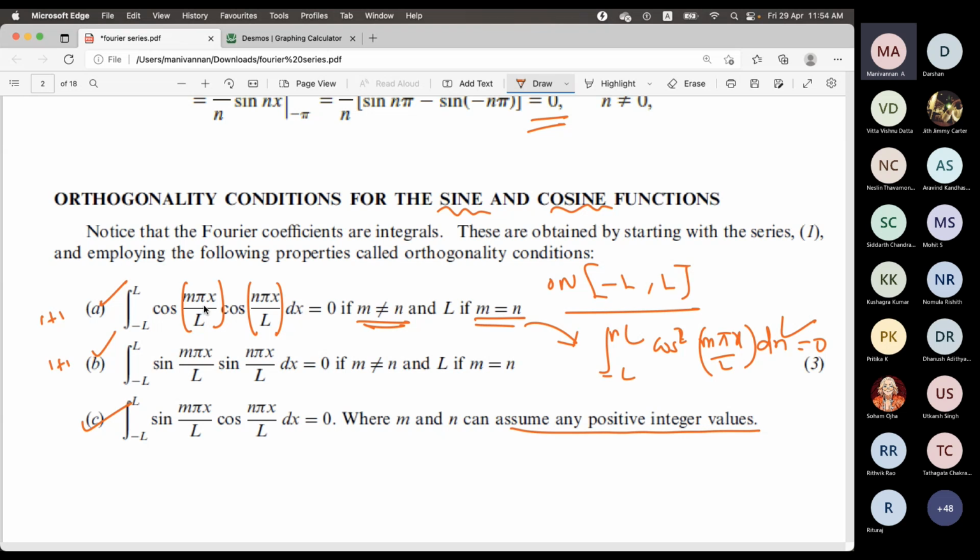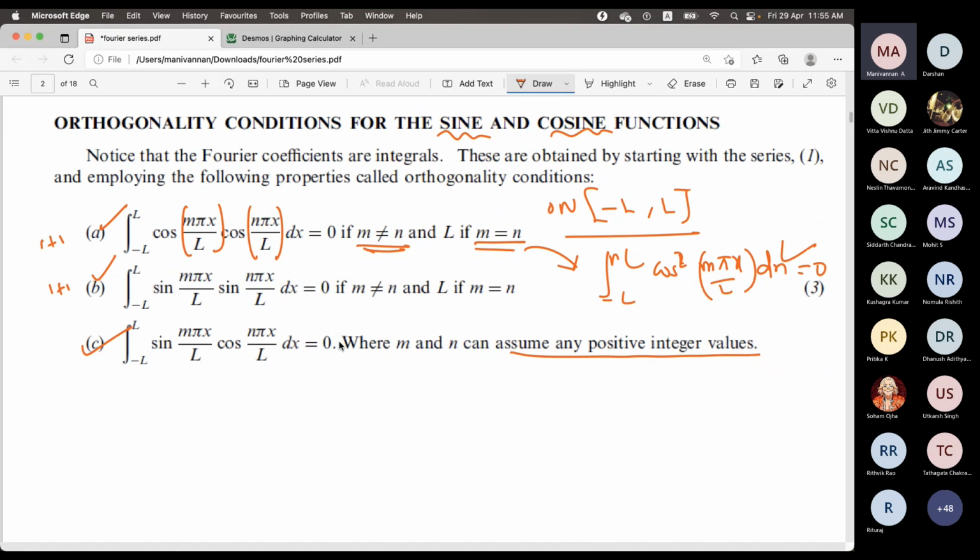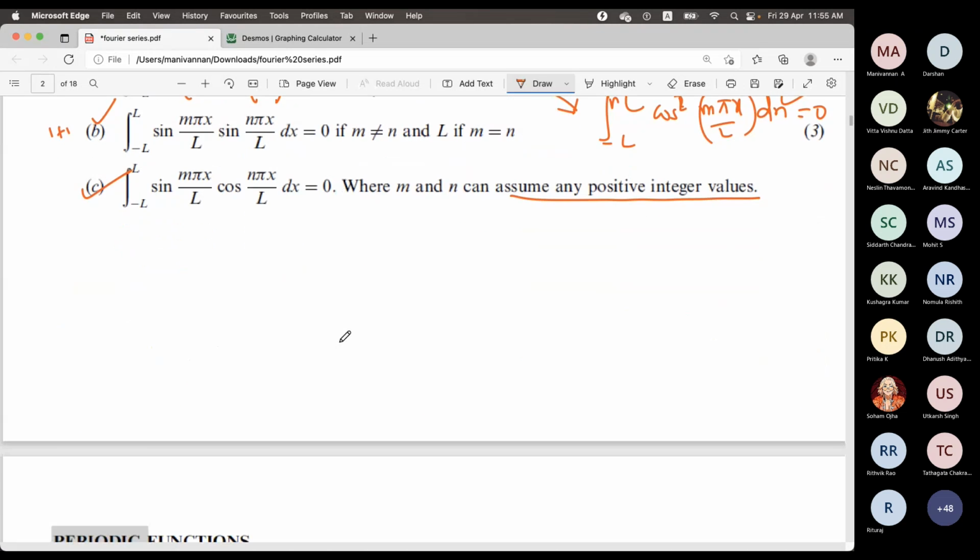So this kind of sine and cosine, as well as sine and sine, cosine and cosine, are the orthogonal functions, called the orthogonal functions. Is it clear?